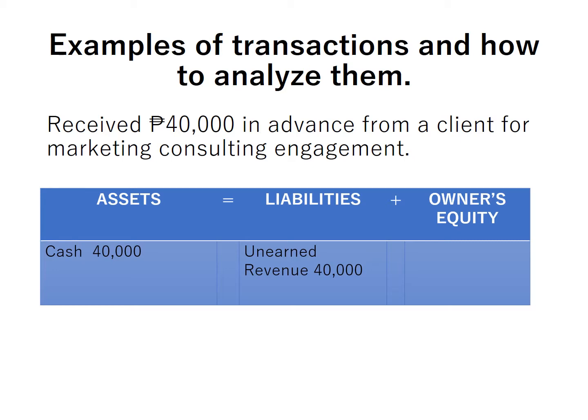What is the effect of the transaction to cash? Cash is increased by 40,000 pesos. What is the effect of the transaction to unearned revenue? Unearned revenue is increased by the same amount because no service has been rendered or completed yet. So the business has to record a liability in unearned revenue.